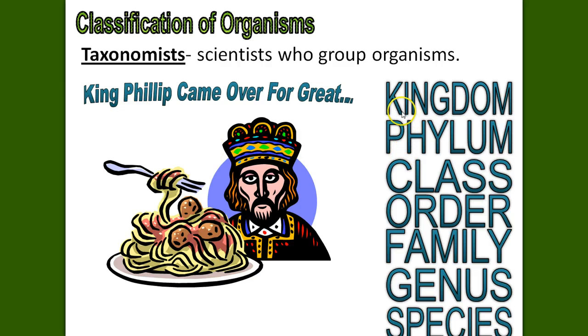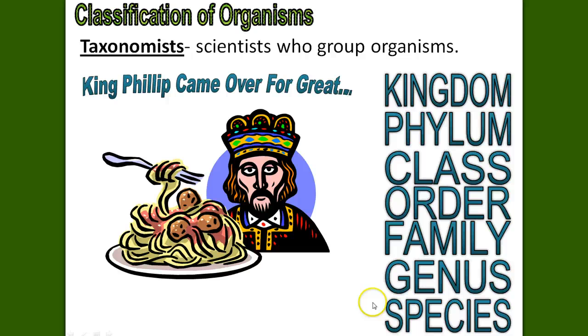Now, I told you the song, Kingdom, Phylum, Class, Order, Family, Genus, Species. But I didn't tell you the other way you could memorize it. Just remember King Philip came over for great spaghetti. King Philip came over for great spaghetti.